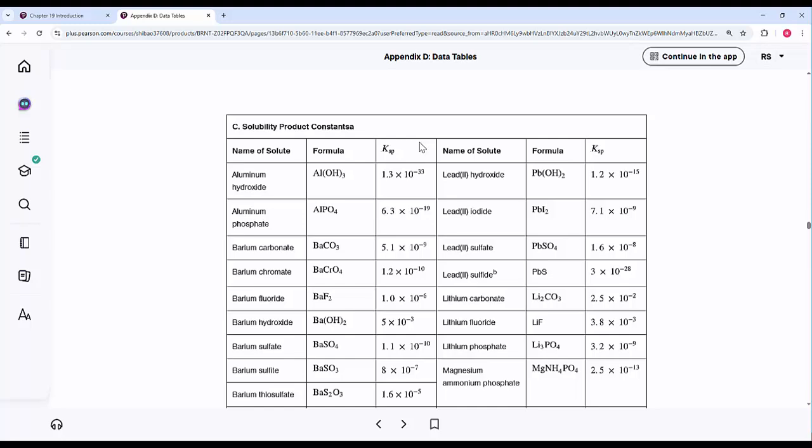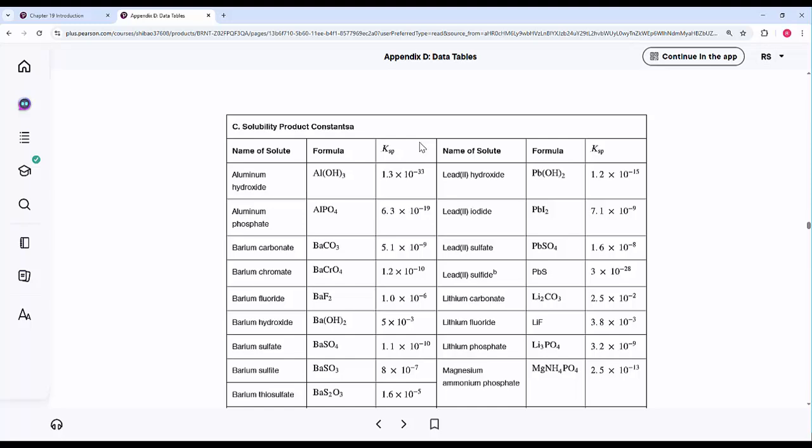And hydroxides are all insoluble except for group 1, ammonium, calcium, strontium, barium. So aluminum hydroxide is considered an insoluble hydroxide, and the KSP value is quite small, 10 to the minus 33. Phosphates are all insoluble except for group 1 and ammonium, 10 to the minus 19. Carbonates are insoluble except for group 1 and ammonium, 10 to the minus 9. Chromates are insoluble except for group 1 and ammonium, 10 to the minus 10. Chlorides, bromides, and iodides are soluble. However, fluorides have a lot more exceptions, so it's more difficult to incorporate those into a general rule. And so for fluorides, we look them up.